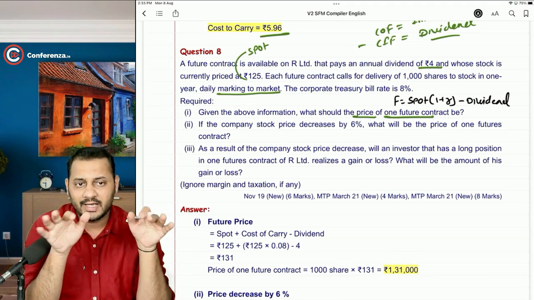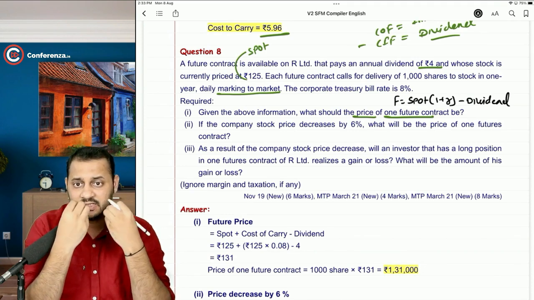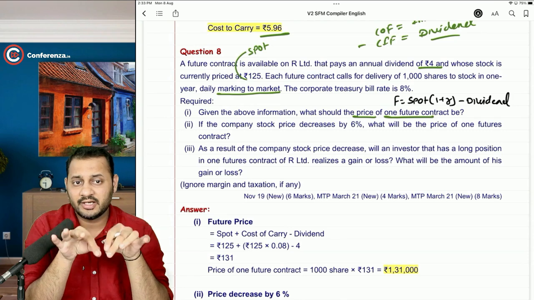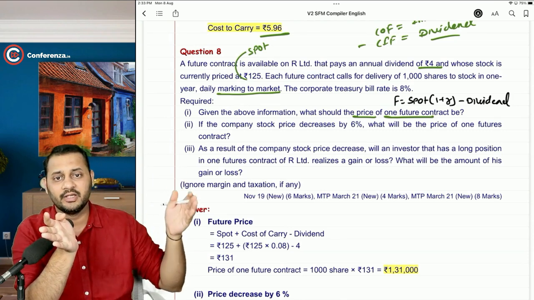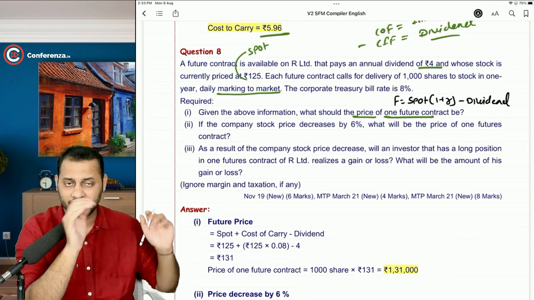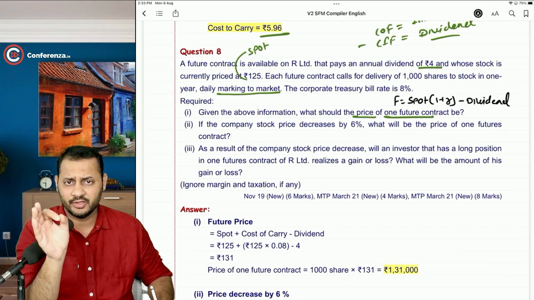First of all, I'm not calculating the present value of the dividend. Why? Because nothing is mentioned in the question about the timing of the dividend, and at that time we will assume that it will be given at the end of the expiry or at the end of the year. So the question is straightforward.